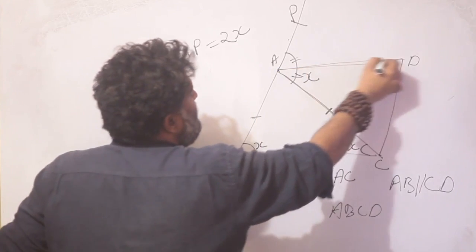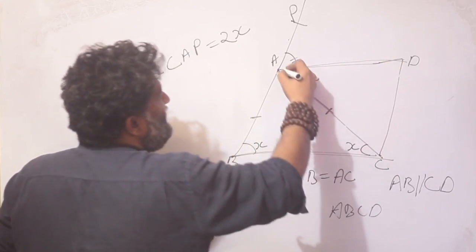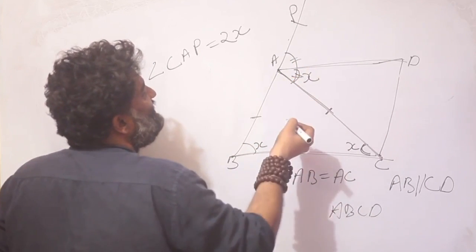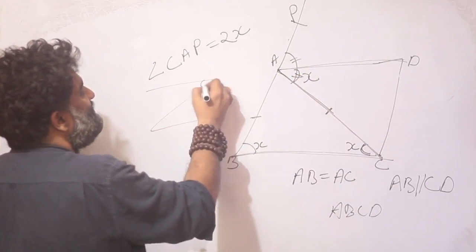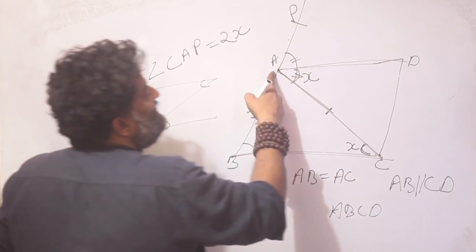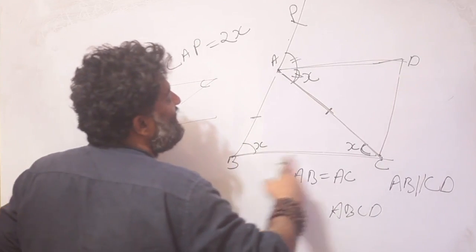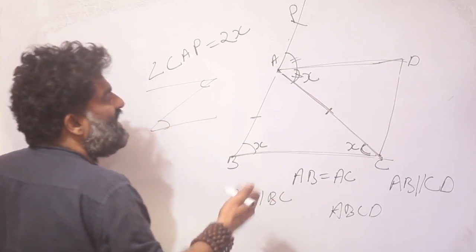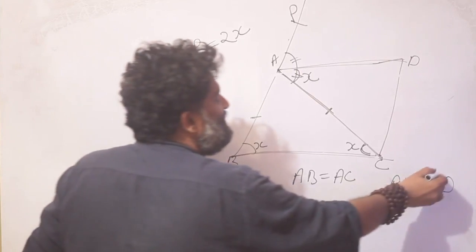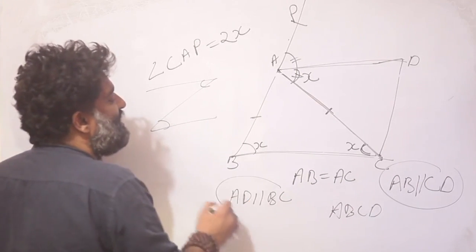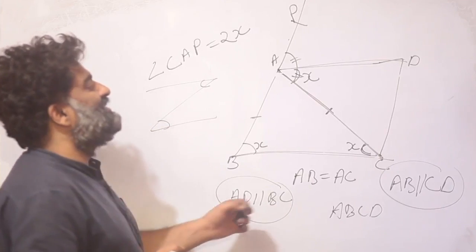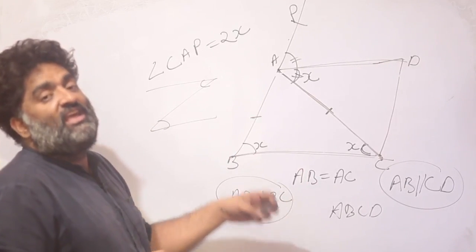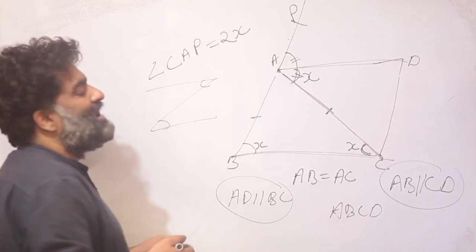Now if I look at line AD and line BC and think of AC as a transversal, the alternate interior angles in a Z shape are equal to each other. That means line AD is parallel to line BC also. AD is parallel to BC, and your job is done. AB was parallel to CD, and now you have AD is parallel to BC. That means the opposite sides of the quadrilateral are parallel to each other, and therefore ABCD is a parallelogram.